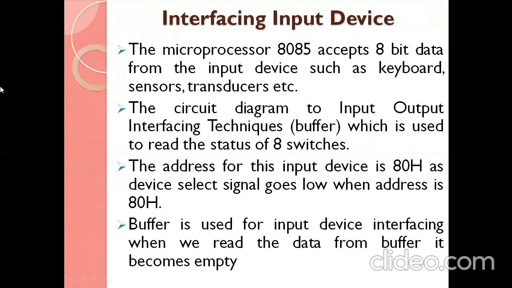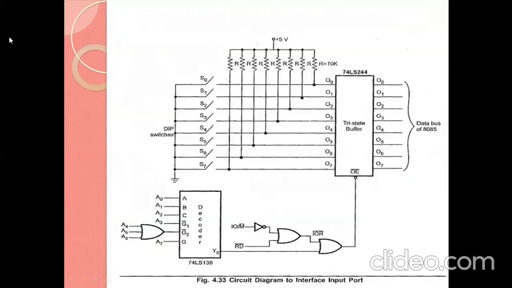Interfacing input device. So how to interface the keyboard? There are various types of keyboards. A dot matrix keyboard is available. Normally row switches and column switches are available. Here I am going to explain how to connect 8 switches with your microprocessor. So there are 8 DIP switches, S0 to S7, connected to the ports. In the ports, there is a buffer selected.